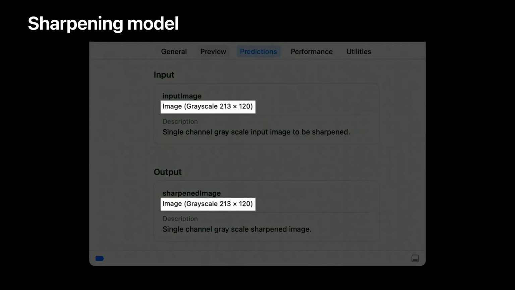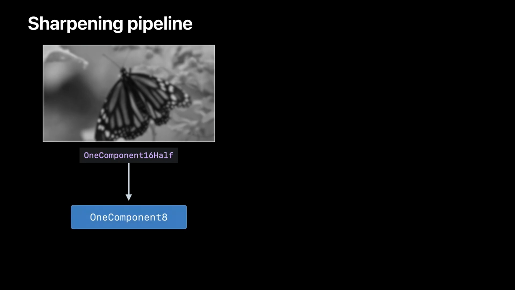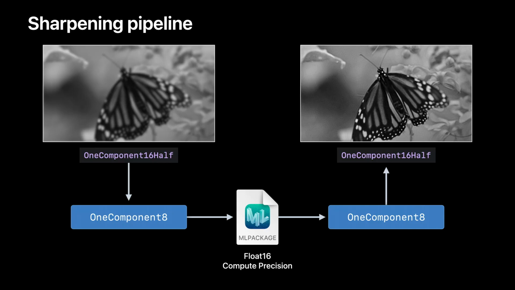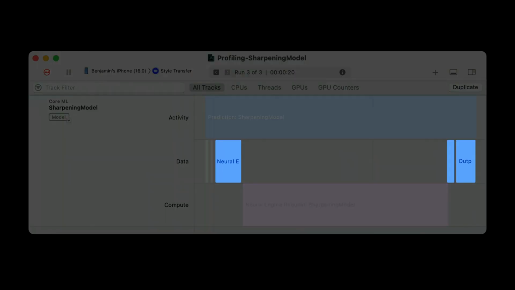Note that it takes grayscale images, which are 8-bit for CoreML. To make this work, I had to write some code to downcast my input from one component 16 to one component 8, and then upcast the output from one component 8 to one component 16. However, this isn't the whole story. Since the model was set up to perform computation in float16 precision, at some point, CoreML needs to convert these 8-bit inputs to float16. It does the conversion efficiently, but when looking at an instruments trace with the app running, it shows this.